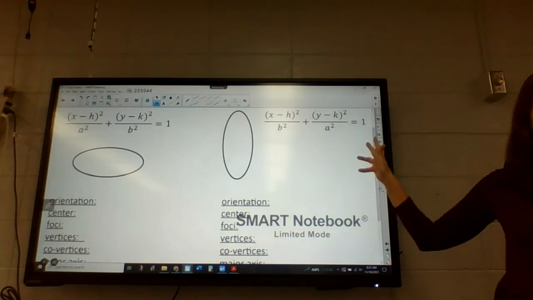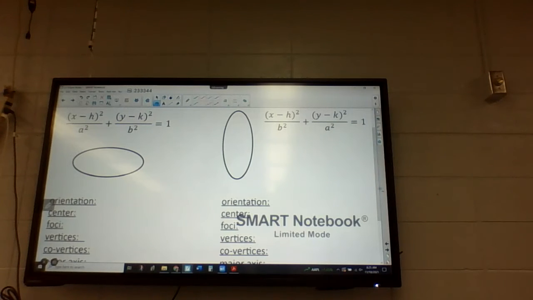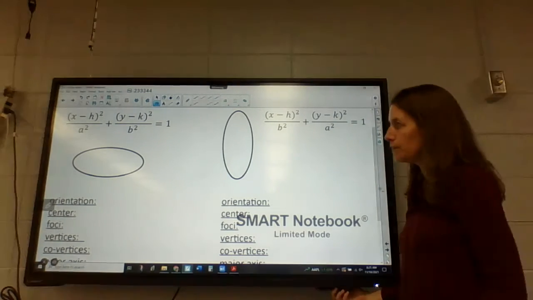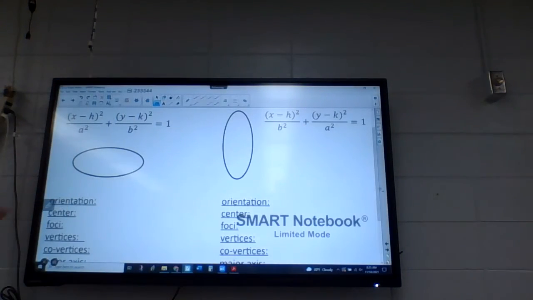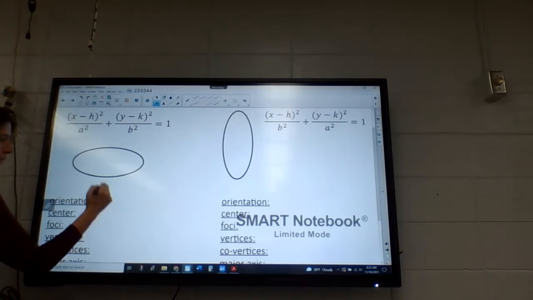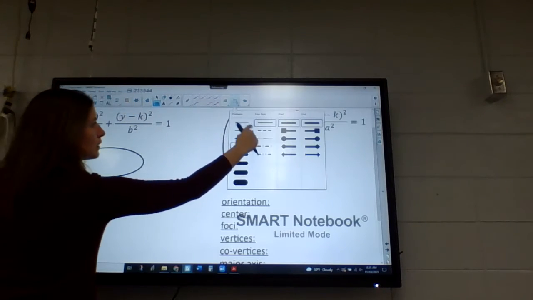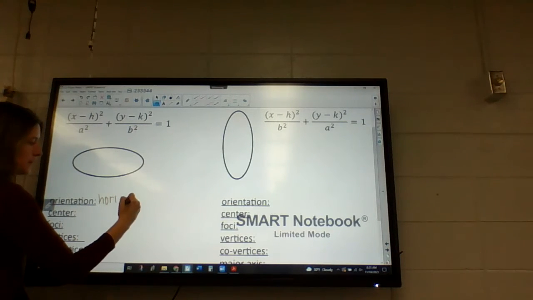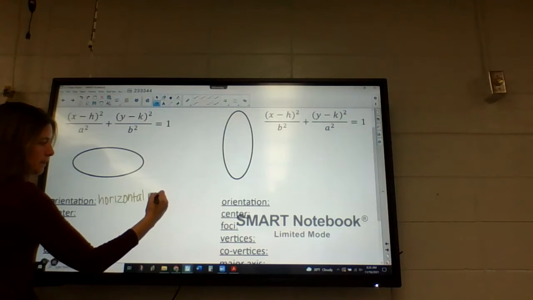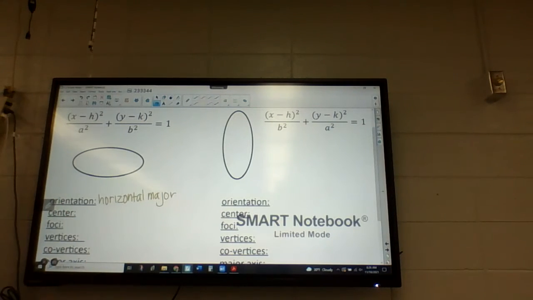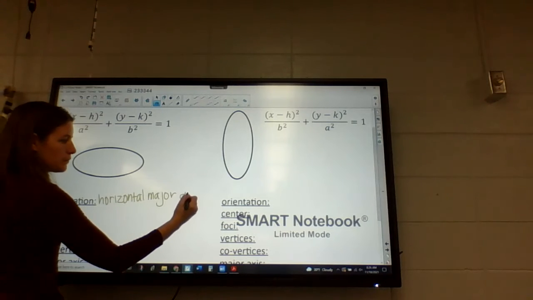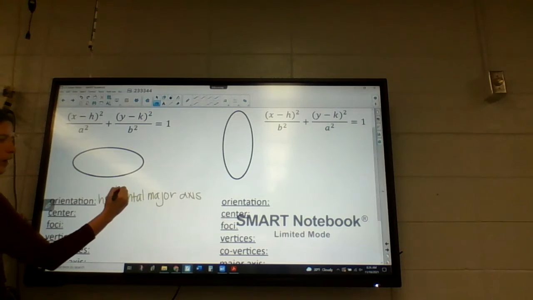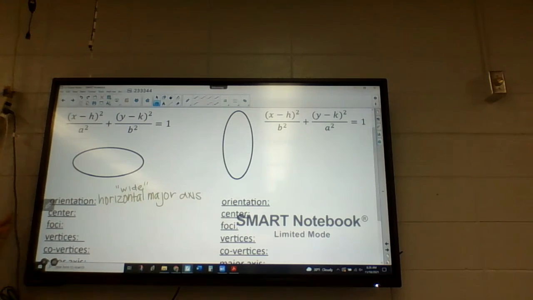So our two formulas, that's the only thing that's different about them. And that slight difference makes them look so different from one another. This one, again, the orientation means basically that it's wide. So I wrote the orientation is a horizontal major axis. This is the long way to say it's wide. Can we just say it's wide? Yeah.